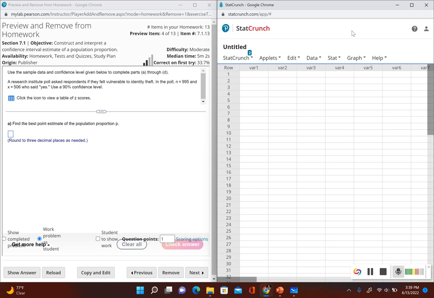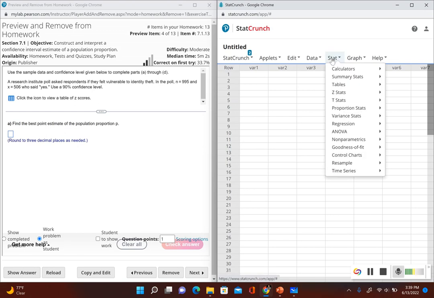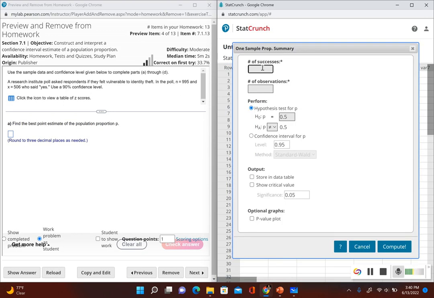Okay, so now in Statcrunch, we go to Stat, Proportion Stats. We have one sample, and now what we're given here is a summary. We were told how many people we had. We were given the sample size, and we were given the amount of successes. So we have a summary here. So now let's go ahead and input that information. So the number of successes would be 506. The number of observations, 995.